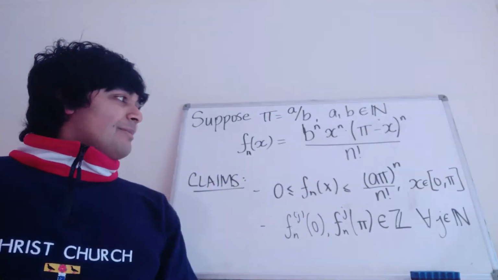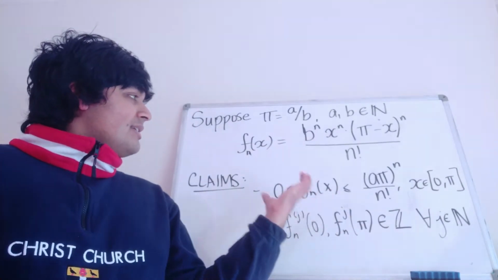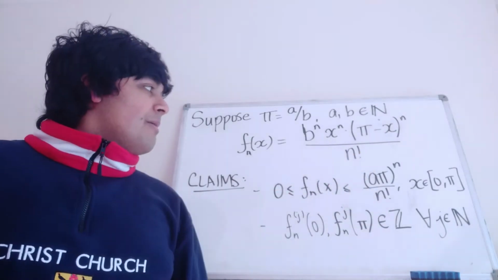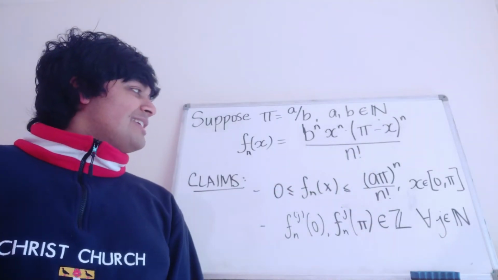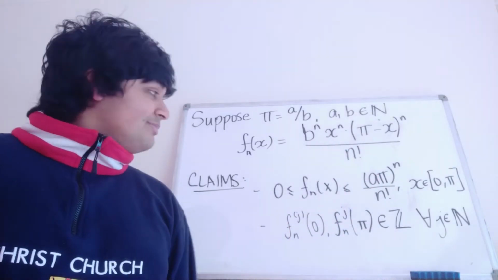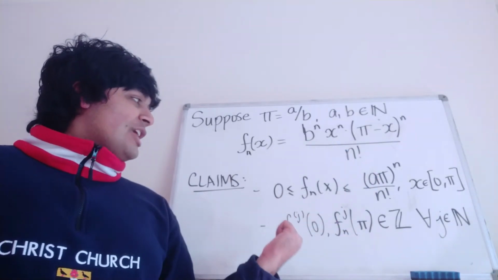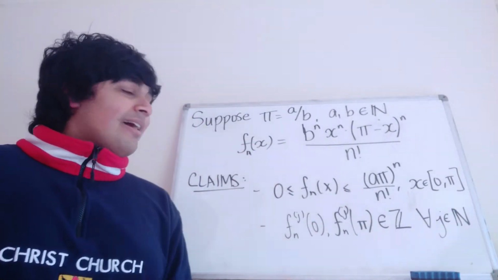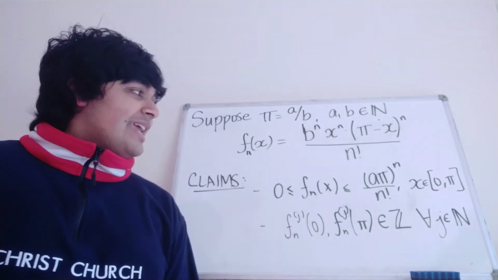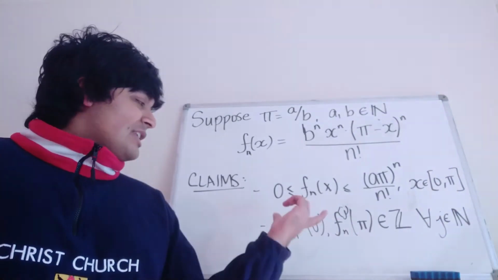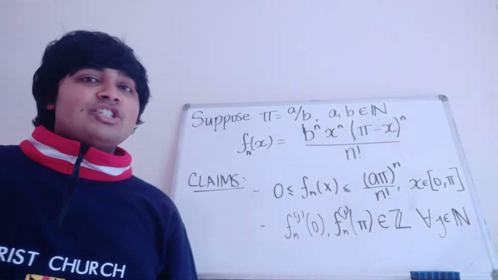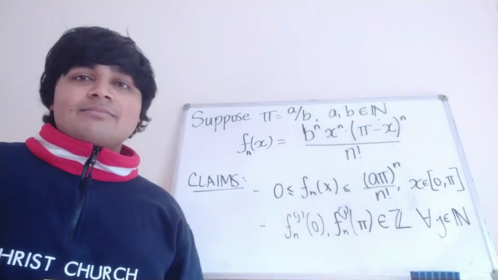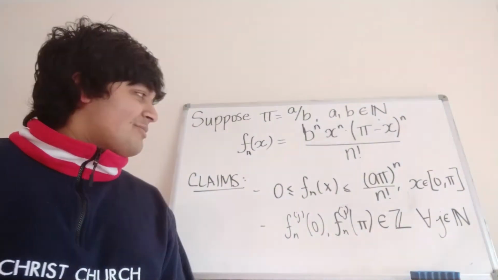Okay, and I've written two claims about f_n of x. Firstly, claim 1, that for x in the range 0 to pi, f_n of x is non-negative and is bounded from above by (a times pi) all raised to the n, and then that divided by n factorial. And my second claim is that the jth derivatives of f_n of x evaluated at 0 and pi are always going to be an integer, and that's for j being any positive integer we like. So that just means that when we differentiate f_n, j times, where j is any positive integer we want, and then plug in 0 and plug in pi, we're going to get two integers that could be the same. Doesn't really matter, but they're integers.